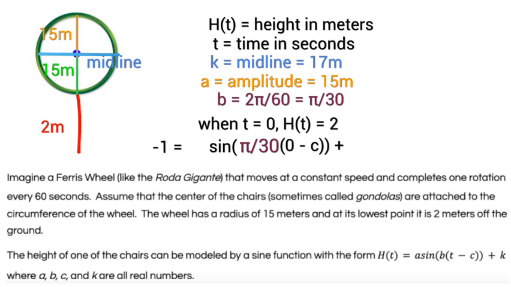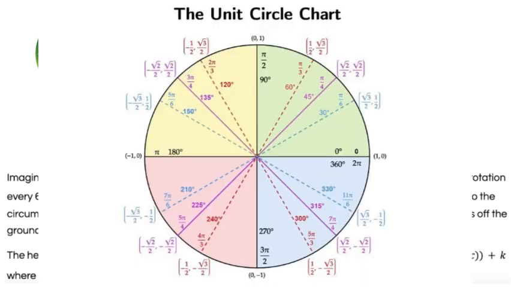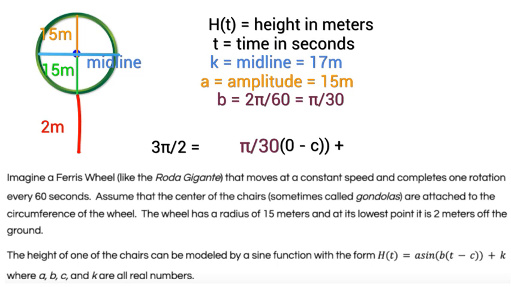Great! Now to get rid of the sine, look at the unit circle and find an angle whose sine is -1, just like we practiced. Great. 3 pi over 2. Next, divide both sides by pi over 30. Remember the keep, change, flip method for dividing fractions. Now, what we find is that 45 equals 0 minus c, which means 45 equals negative c, which means negative 45 equals c. And we did it! We found the function. Good job!